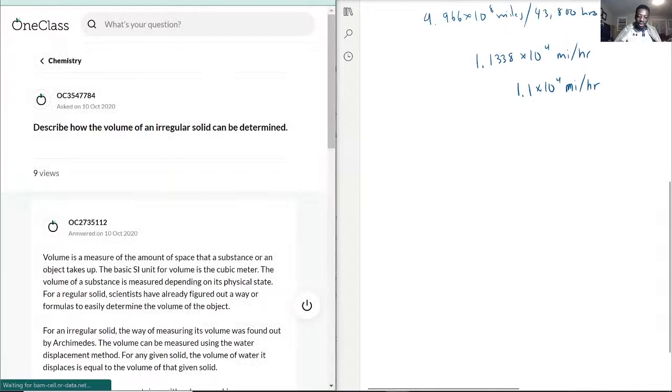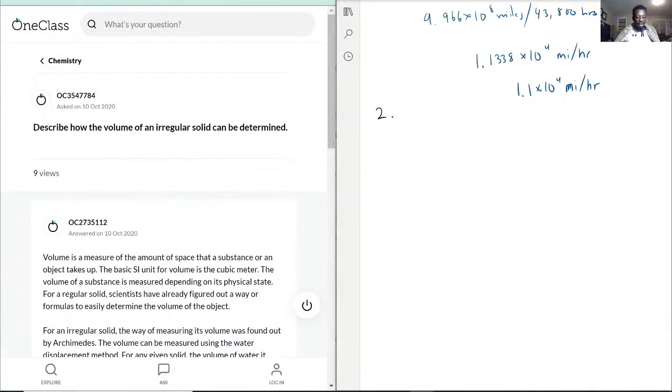So now the second question. Alright. Describe how the volume of a regular solid can be determined. So this question is more of a conceptual question. Now for this one, okay, it's a regular solid. It's not a liquid, but they're asking in terms of volume. So the technique commonly used, as they'll describe most likely in the answer here, is through volume displacement.